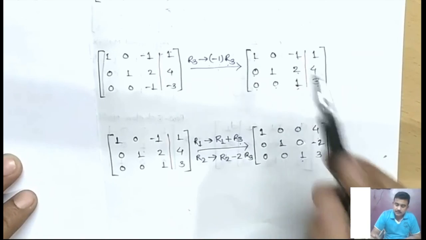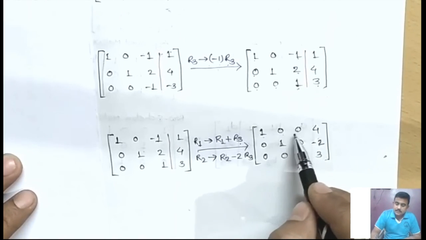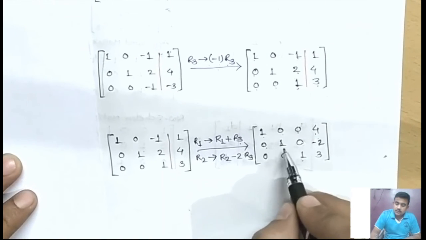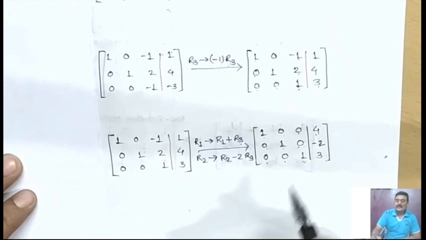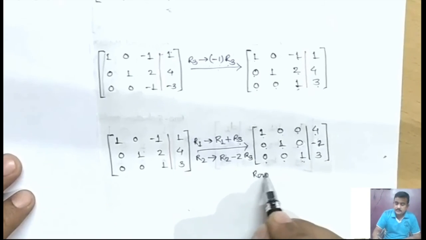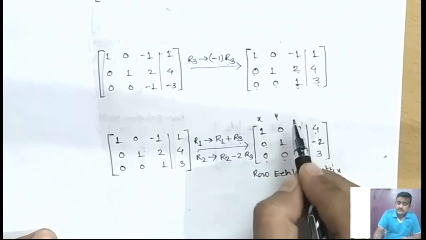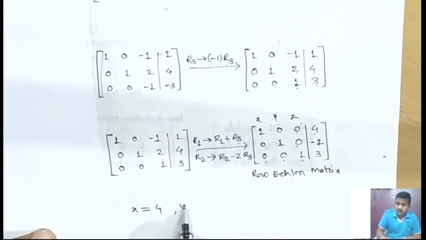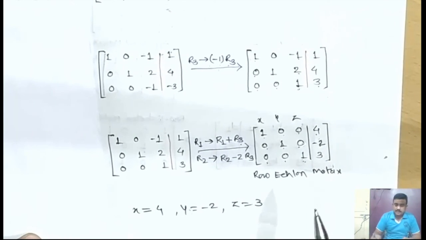2 minus 2, 0. That's why we get the matrix as like this: 1 0 0 4, 0 1 0 minus 2, 0 0 1 3. This is your row echelon matrix. With the help of this matrix we get the values of the variables which represent the columns. So x equals to 4, y equals to minus 2, and z equals to 3. So this is our solution with the help of Gauss-Jordan elimination method. Thank you.